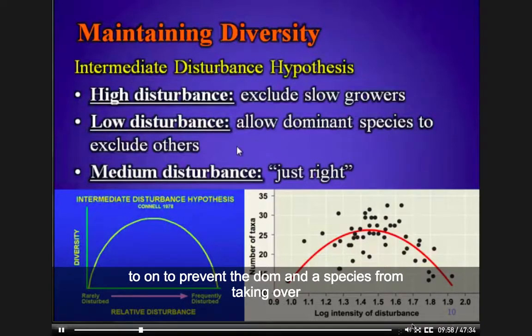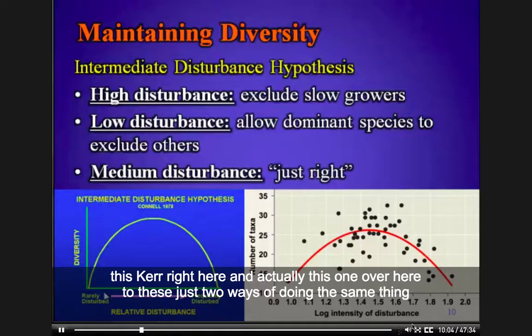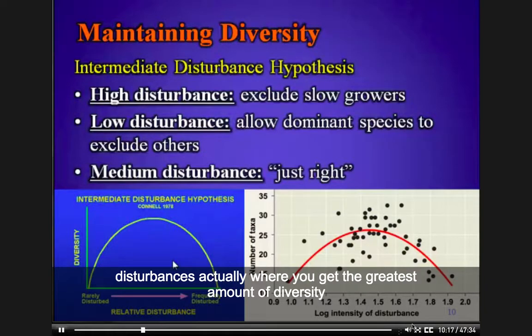It is in the intermediate or medium disturbance case that you have enough disturbance to prevent the dominant species from taking over, but the disturbances are not so frequent that slow growers can't come in and at least get a foothold. So this curve right here, and actually this one over here too, these are just two ways of viewing the same thing, both of them are curves that illustrate the intermediate disturbance hypothesis. Intermediate disturbance is actually where you get the greatest amount of diversity.